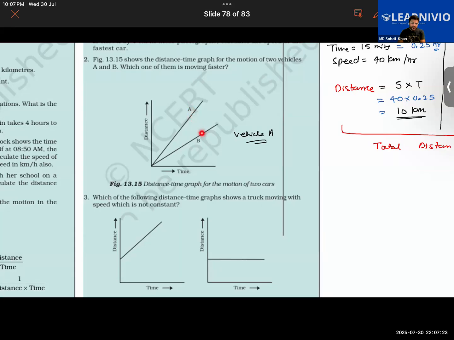You can understand it in the following manner. If you have to compare which vehicle is moving faster, the slope of A here is steeper. You understand now, right? Like if you have two mountains, the steeper the mountain, the larger its angle, and it will be difficult to climb. This is a steep mountain, and this is a less steep mountain.